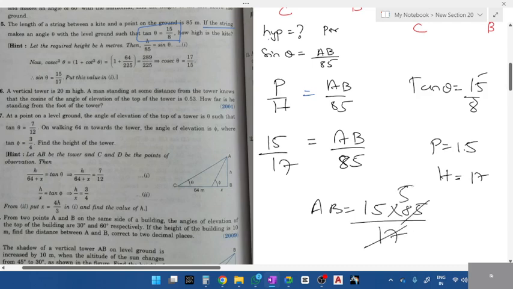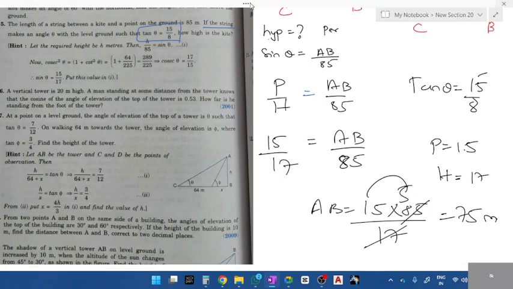17 fives are 85, so 5 into 15. What's the length? 75 meters or centimeters? Meters, 75 meters. Is it clear? If theta is not given, how to convert? If any other different angle is given? Did you all understand? Okay, completed.